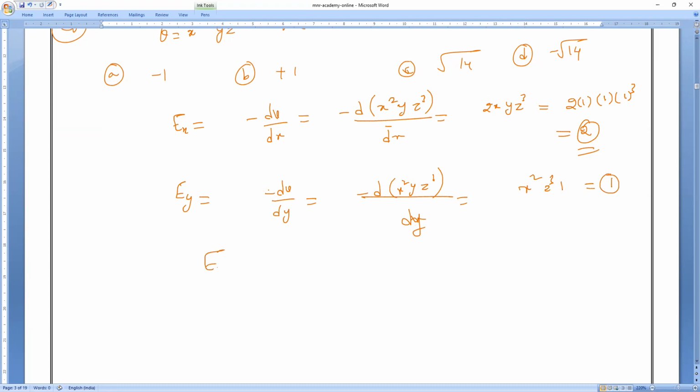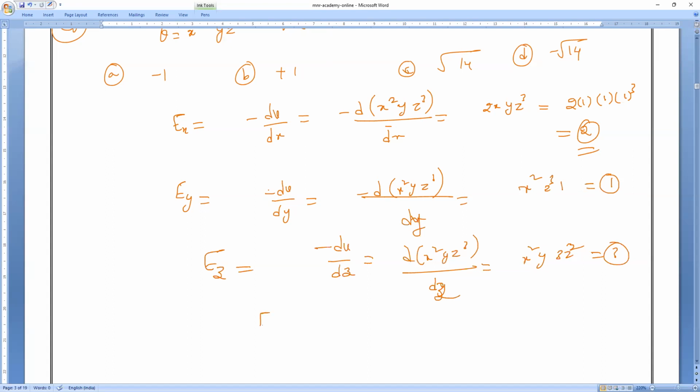Everywhere you can substitute. Then z direction is equal to minus dv by dz, which is equal to d into x square y z cube divided by dz, which is equal to x square y 3z square, I think. Yeah, 3z square, which is equal to 3. Everywhere 1, 1, 1 you substitute it. So what is there? Yes, Vishali.